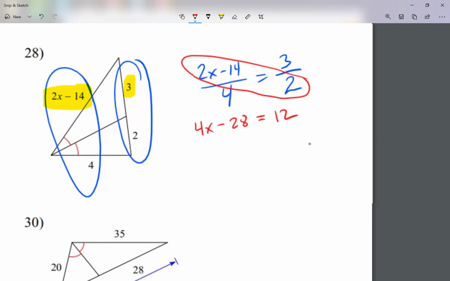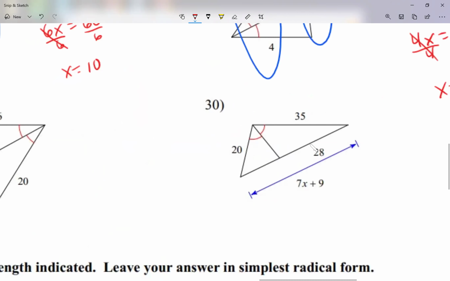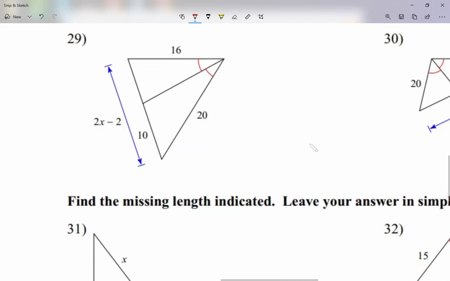I want the 4x by itself, so this minus 28, let me move it over as a plus 28. Don't forget to switch the sign. So I get that 4x is equal to 40. Okay, now let me divide both sides by 4. That's going to give me that x is equal to 10. Wow, so that was pretty simple. Okay, that's easy. Let's take a look at 29.